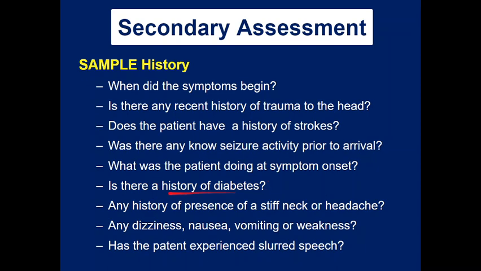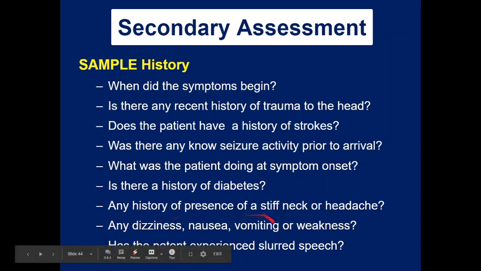Any history of diabetes? Right? We check blood sugar on anyone who's altered. And so you need to see if there's a history of diabetes. What were they doing at the symptom onset? Were they walking the dog? Were they watching TV? Any other symptoms? Dizziness, nausea, vomiting, weakness? Stiff neck? Maybe there's a bleed around their head, or maybe they have an infection. Stiff neck. And then experiencing slurred speech. So speech requires a lot of muscle coordination. So slurred speech can be a sensitive finding for a stroke.